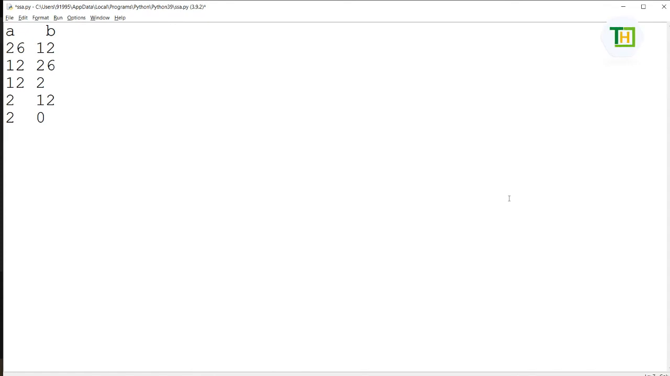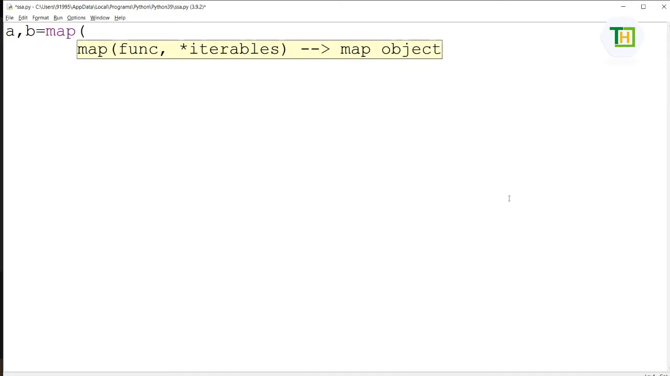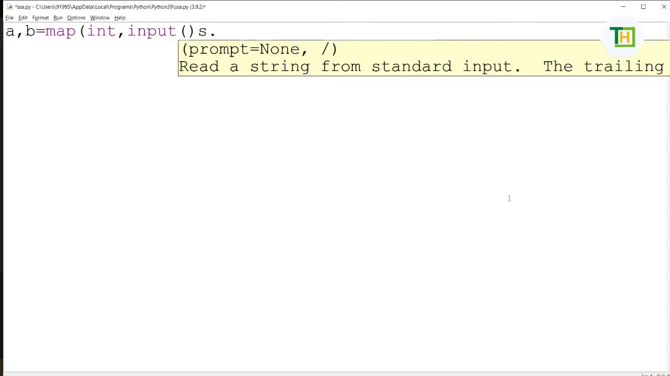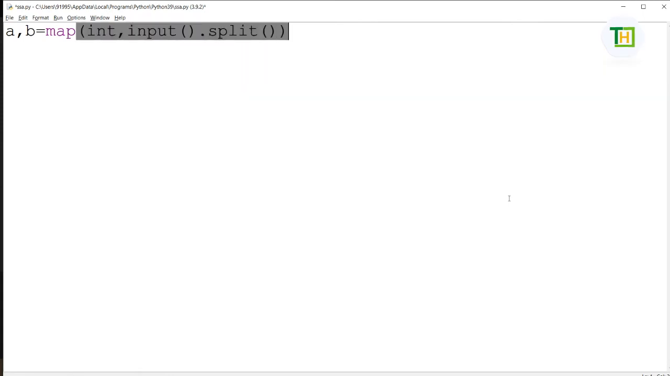This is my algorithm, and I'm going to write each and every step here. For example, how many inputs? There are two inputs. That is A, B = map(int, input().split()). I'm going to write a line like this. If you want to find the GCD of two numbers, the inputs are going to be two values, right? That's why I'm going to write A, B here.